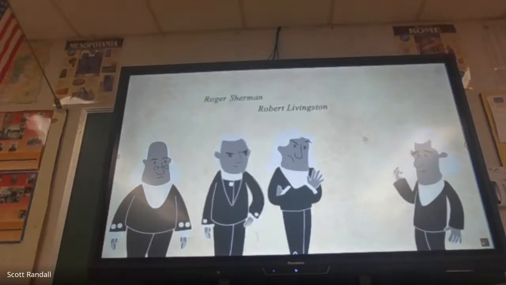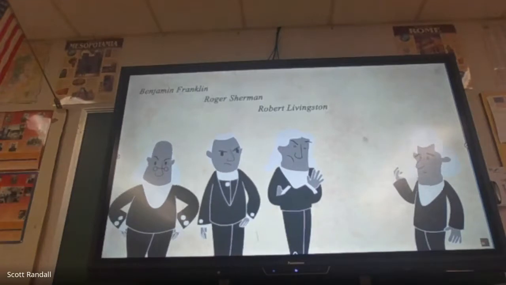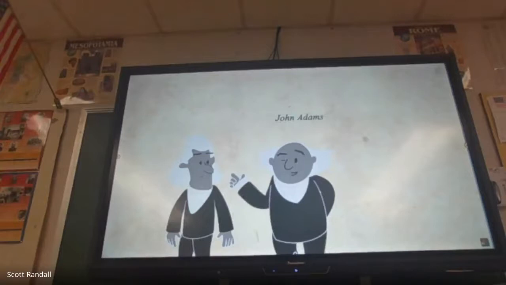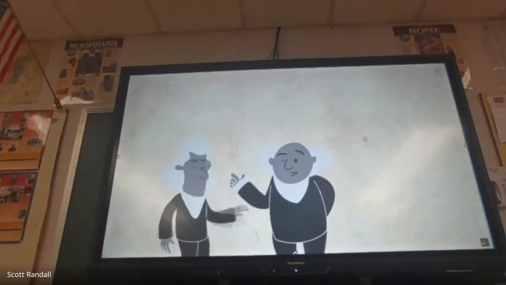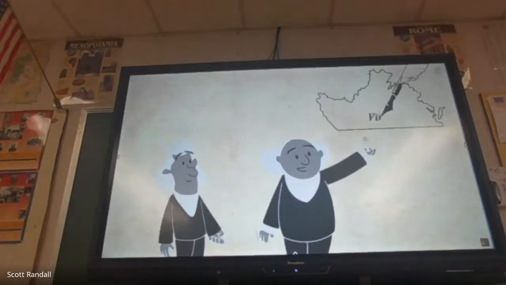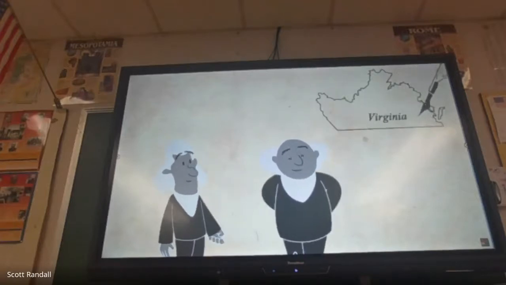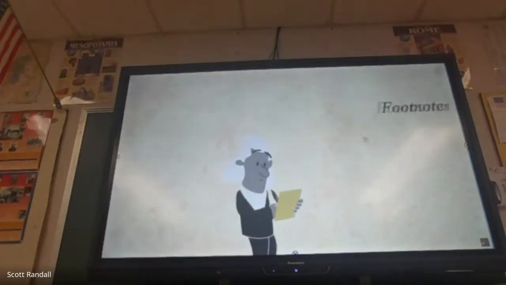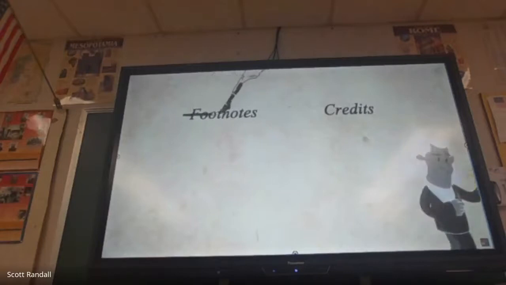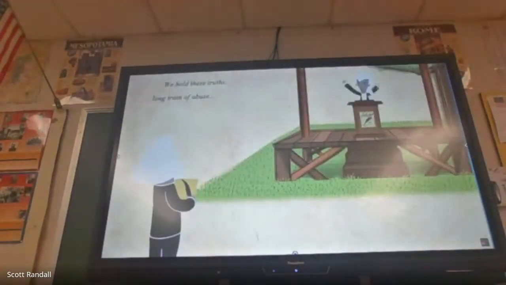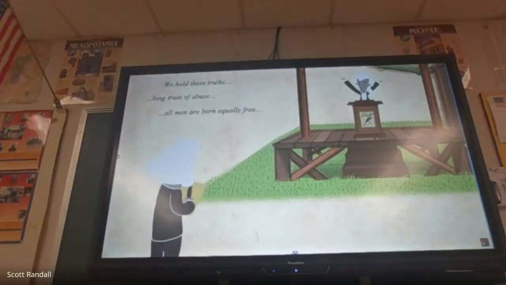Robert Livingston, Roger Sherman, Benjamin Franklin, and John Adams were all named first. And it was Adams who suggested that the young and little-known Thomas Jefferson join them, because they needed a man from the influential Virginia delegation, and Adams thought Jefferson was a much better writer than he was. Second, though Jefferson never used footnotes or credited his sources, some of his memorable words and phrases were borrowed from other writers and slightly tweaked.